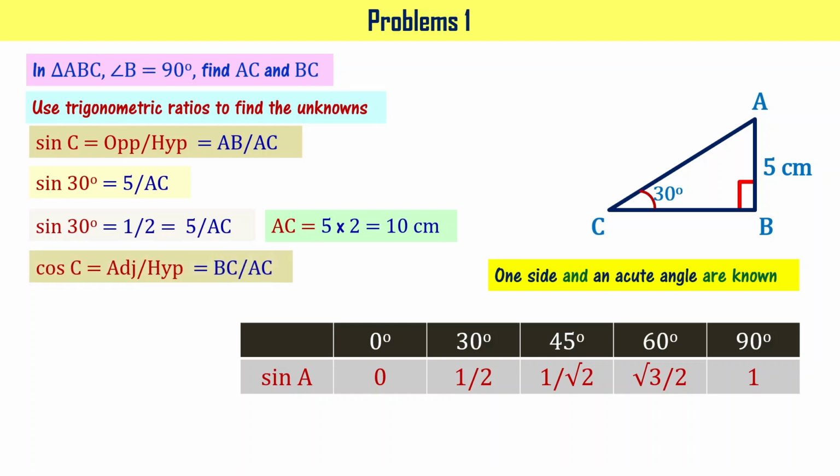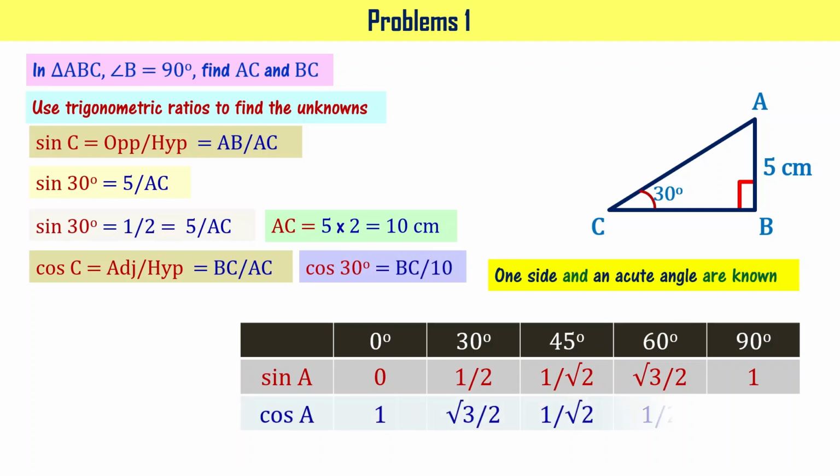Now let's write cos C, that is BC by AC, right? And cos 30 degrees can be written as BC by 10. And from this table, we know that cos 30 degrees equal to root 3 by 2, right? It means root 3 by 2 equal to BC by 10, right? Let's rearrange that equation and write BC as root 3 by 2 times 10, that is equal to 5 root 3 centimeter. Please take a note of this. We have found values of AC and BC with the help of the trigonometric ratios table.